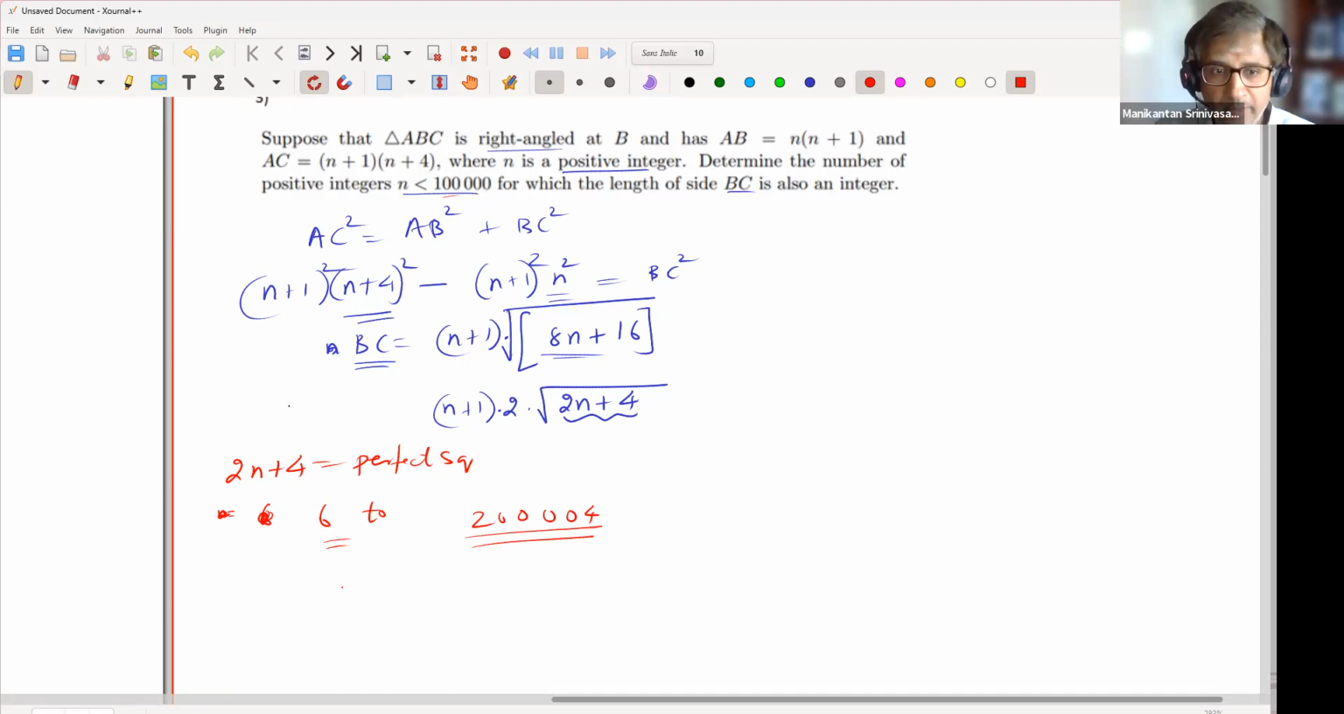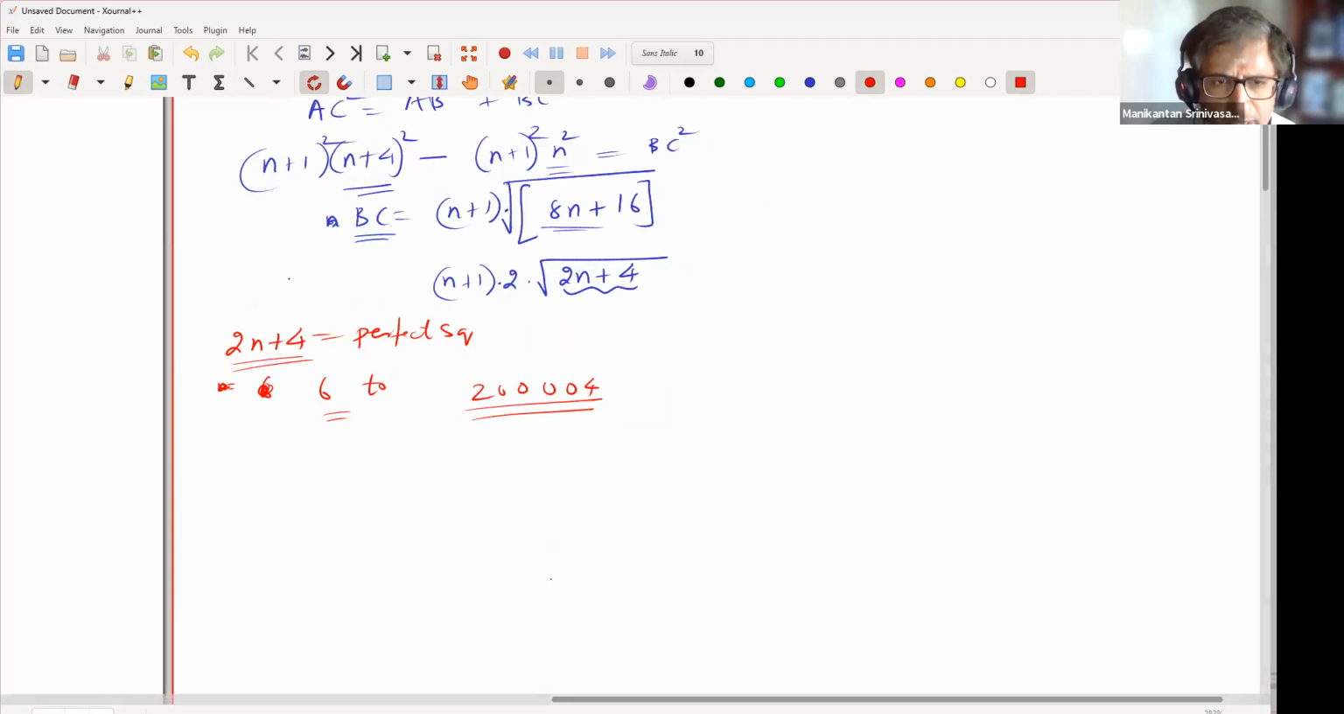Or rather, even perfect squares, right? Even perfect squares in the range 6 to 200,004, because 2n plus 4 will be an even number. So we are searching for even perfect squares from 6 to 200,004. The first one would be how much? It would be 4 squared, correct? So 4 squared, 6 squared, 8 squared, all the way till.